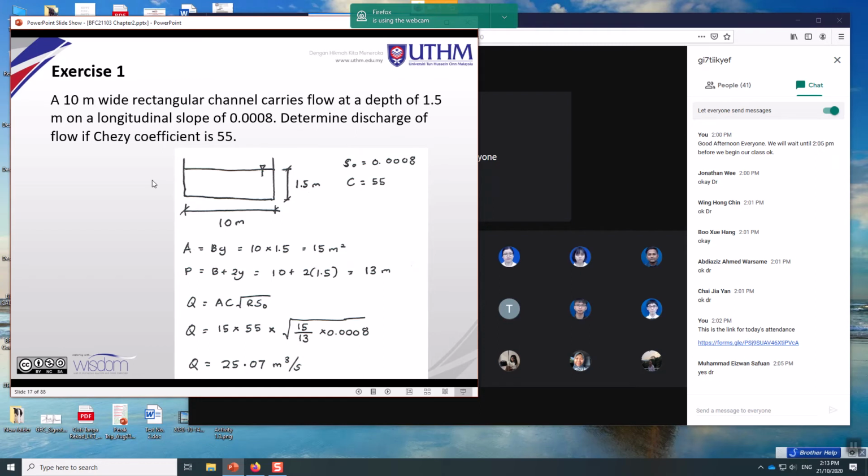Now, a rectangular channel is very simple. The flow area is B times Y, which is 10 times 1.5, so it's equivalent to 15 meters squared. The wetted perimeter is B plus 2Y, so therefore it's 13 meters.